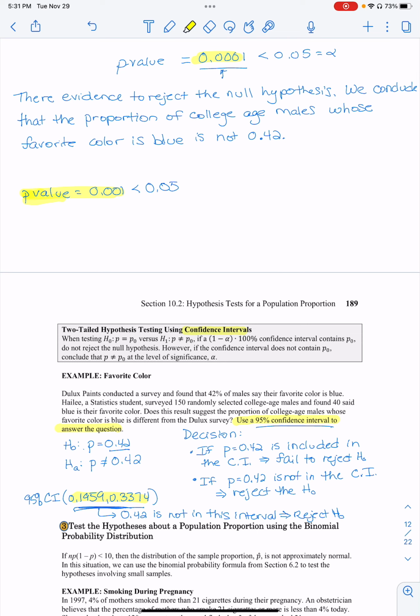If I had had, and I don't, a null hypothesis that said, let's say, that the proportion was 0.30, then I would fail to reject because that's in the interval right here. Okay. So let me know if you have any questions about that one.